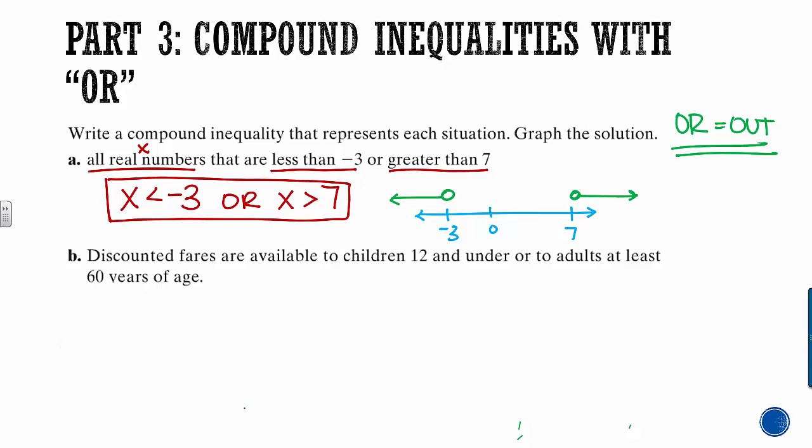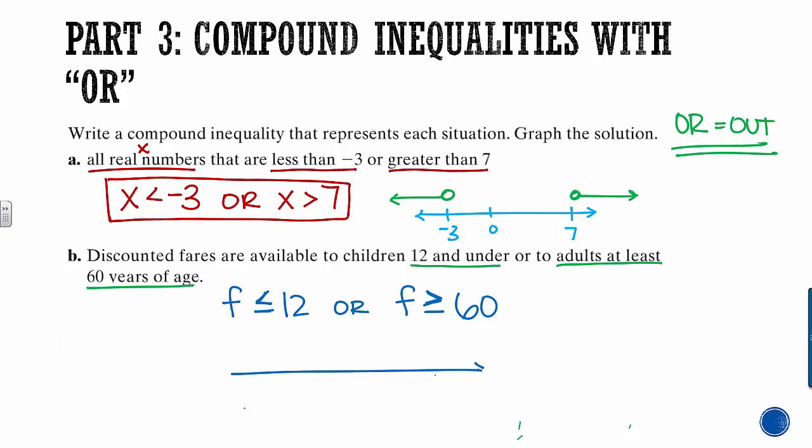So discounted fares are available to children 12 and under, or to adults at least 60 years of age. So let's think about what that means. The discounted fares are for children 12 and under. So the fare is for children that are 12, so we can have the equal to, and under, so everybody less. Or adults that are at least 60 years of age. So remember, at least is the smallest number we're okay with. They can be exactly 60, but then they got to be bigger than that.